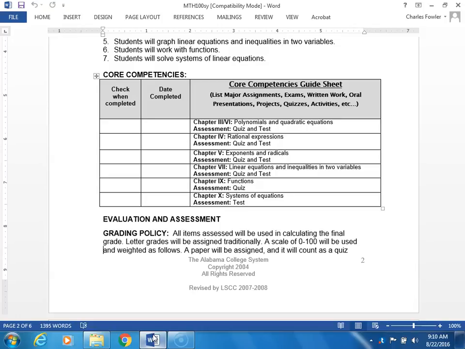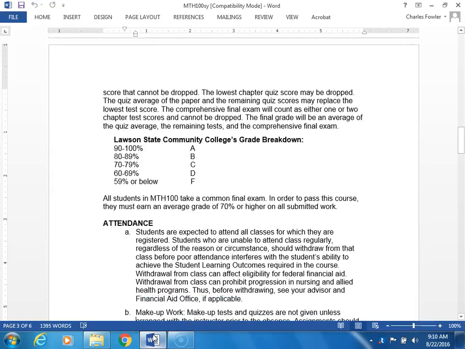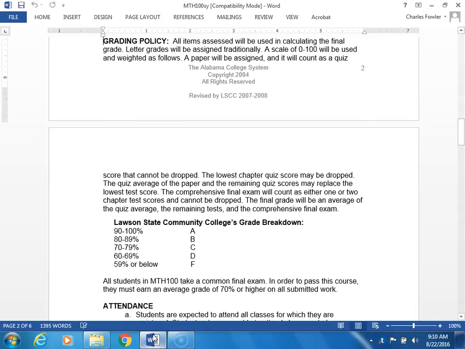And it will count as a quiz score, okay? But that paper cannot be dropped. The research paper cannot be dropped. Understood? Okay. The lowest chapter quiz, except for the paper, may be dropped, if that helps your average, okay? The quiz average of the paper and the remaining quiz scores may replace your lowest test score, okay? May, okay? If it helps you, I'll do that.